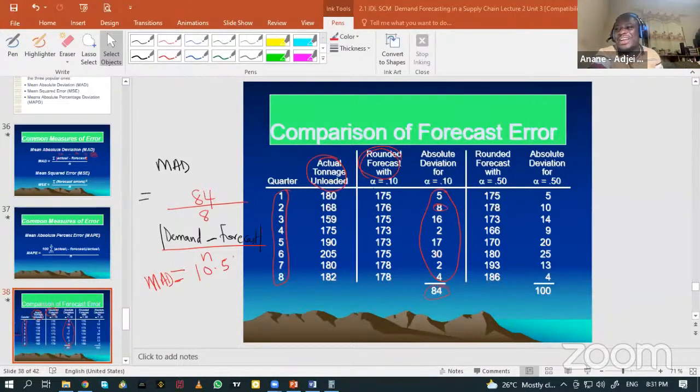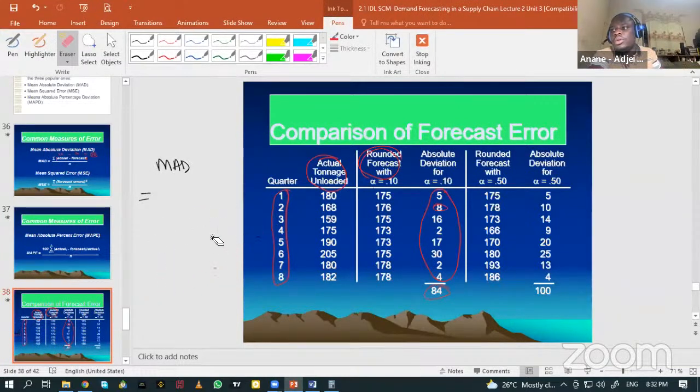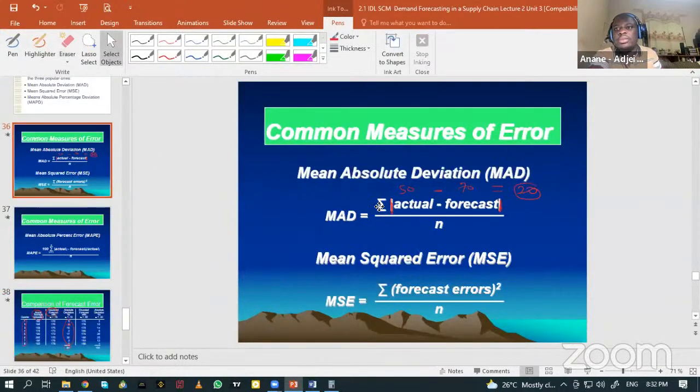So that is how we calculate for MAD. That is how we calculate for MAD. So let's see the next formula or the next table.